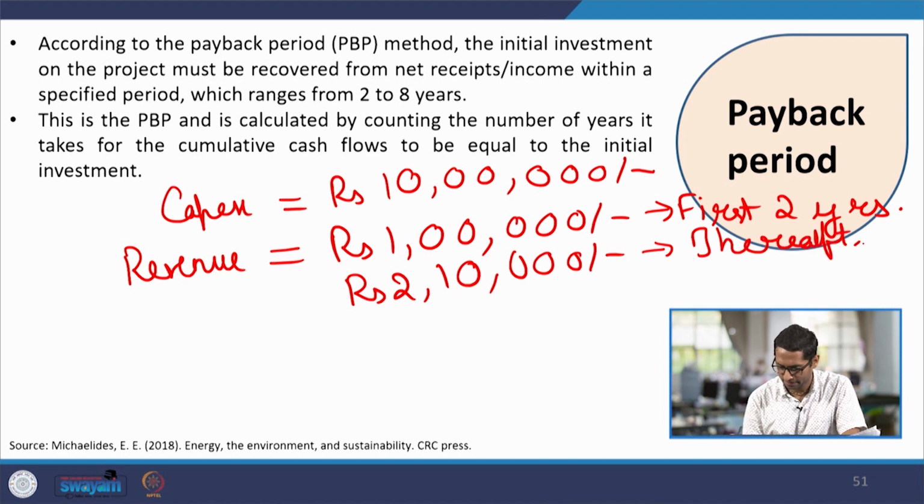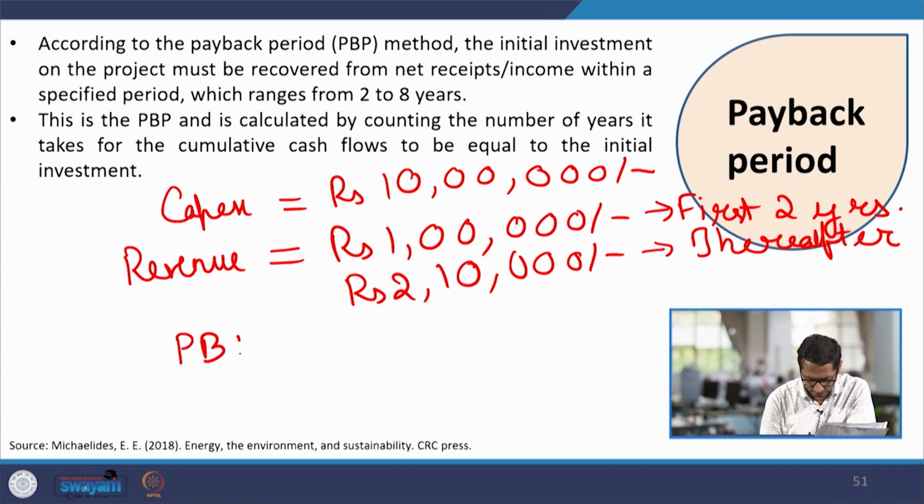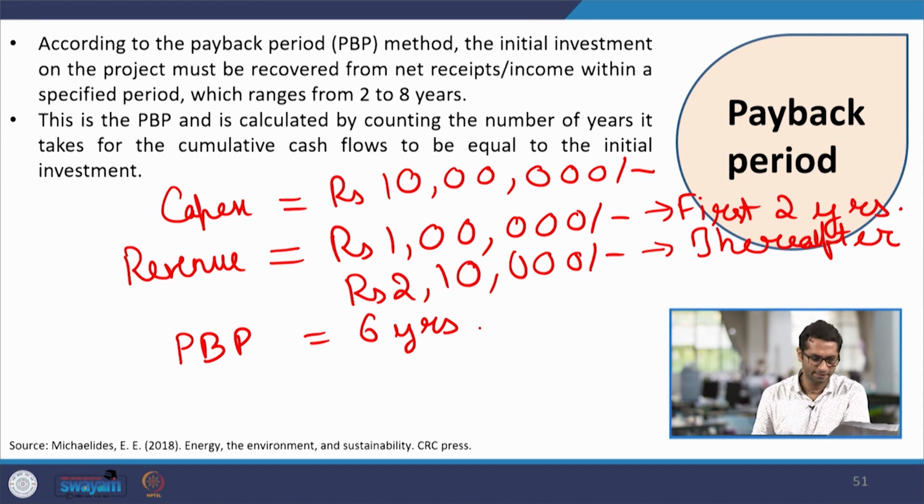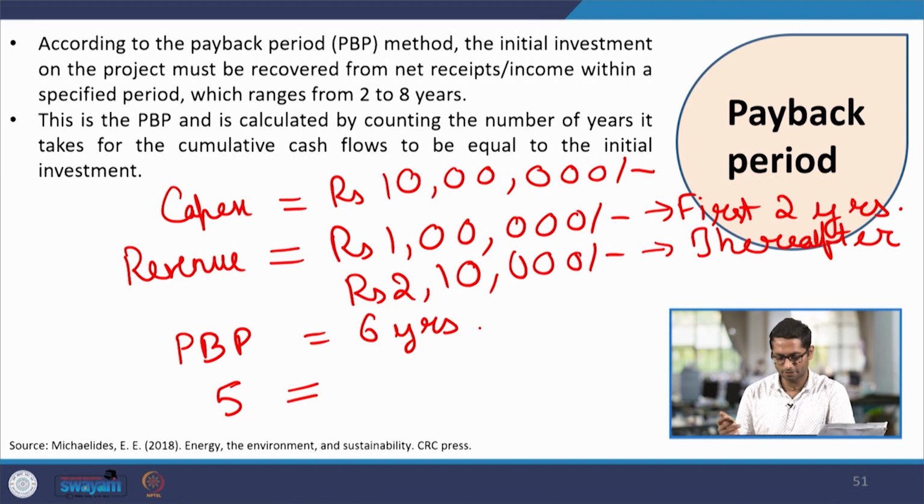So for this kind of investment, if I am trying to look at the payback period, this would come to around 6 years. Because by the end of 5 years, the total revenue that I would have generated is 1 lakh for the first 2 years, that brings up to be 2 lakhs, and then 2 lakh 10,000 for the next 2 years. So it's the next 3 years, I would say, and this would be around 8 lakhs 30,000.